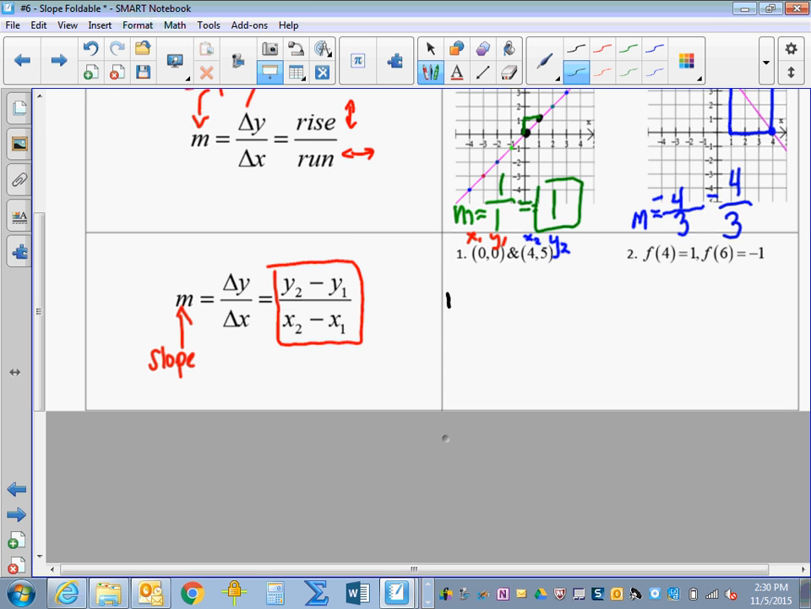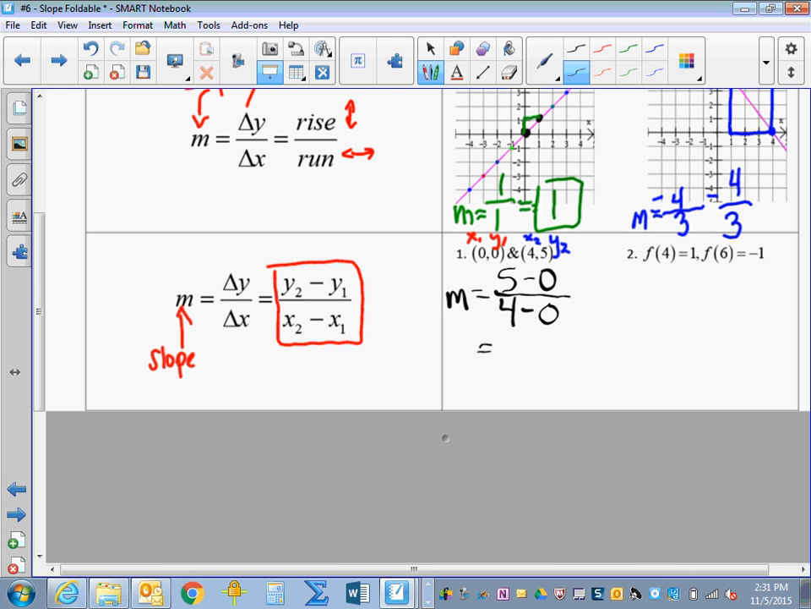Great, my formula says that slope is my second y value, which is 5, minus my first y value. My first y value was 0. Divided by my second x value, so if this is my second value, I'm going to start with that, 4, minus my first x value. My first x value was 0.